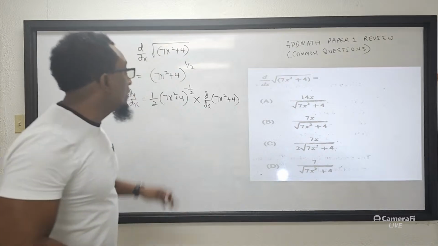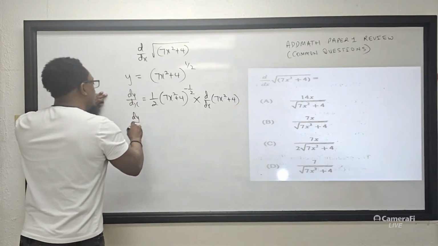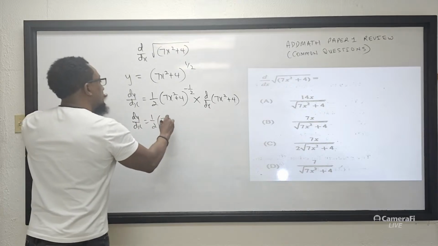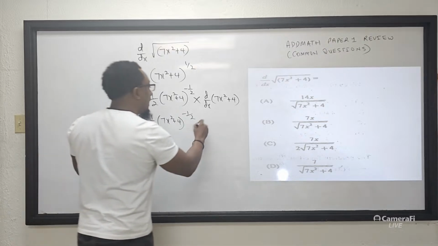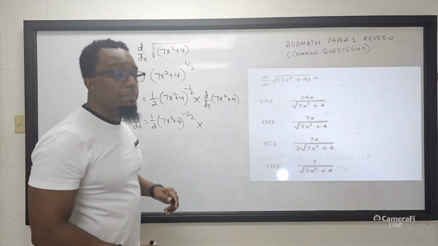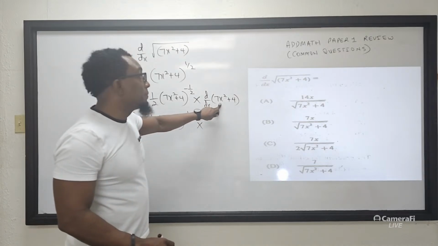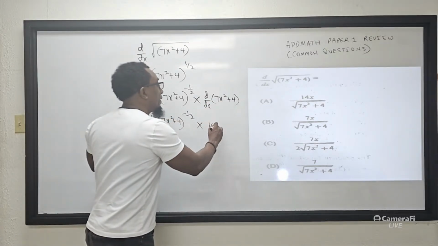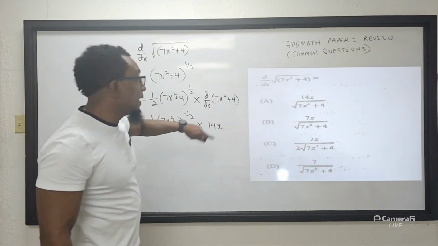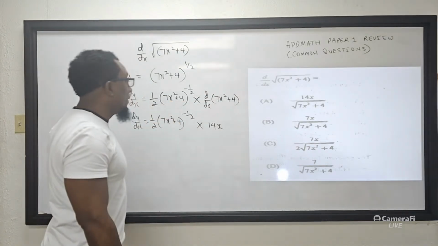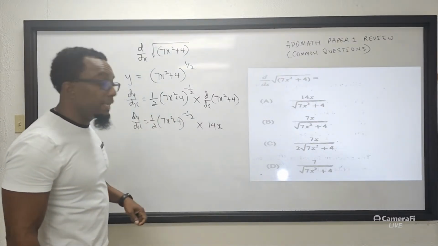Which comes from what we call the chain rule we are applying here. So therefore dy over dx is a half into 7x squared plus 4 to the power of negative a half times the differential of what I have in brackets, the differential of 7x squared plus 4. The differential of 7x squared will give me 2 by 7 is 14, keep x, subtract 1 from the power. The differential of 4 is 0, so I have 14x.